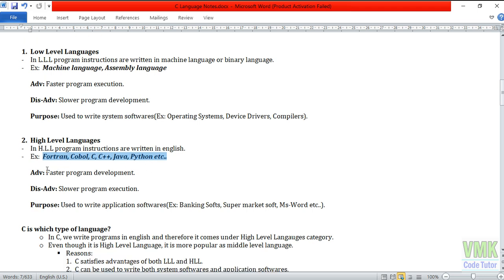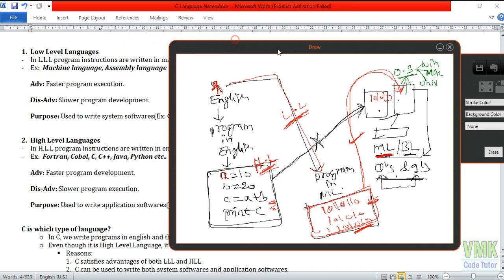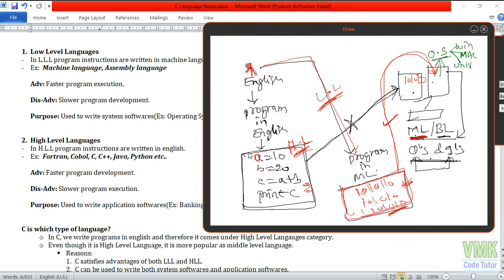Then what is the advantage of high level language? If you observe carefully, writing programs in English is very easy for us. We can write a program in seconds, and we can write it very fast. Therefore the advantage is faster program development. The disadvantage is slower program execution.